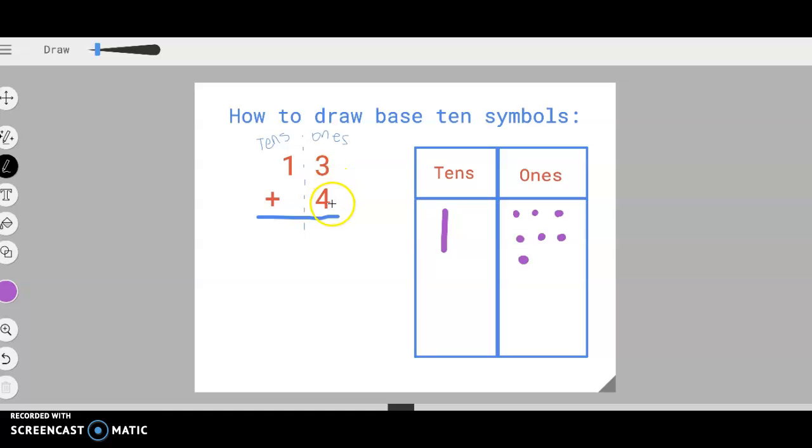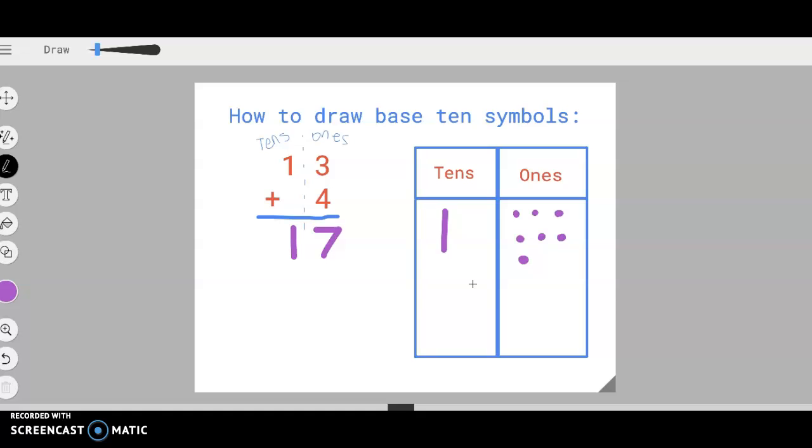So I can add 3 plus 4, and I can also do this by looking at the ones I drew. So let's count together to figure out what we got. 1, 2, 3, 4, 5, 6, 7. So 3 plus 4 equals 7. All right, now I'm going to add my tens place. I have 1 plus, oh, there's nothing there. So what's 1 plus nothing or 0? That equals 1. So this tells me that 13 plus 4 equals 17. And I used a visual like my base 10 symbols to help me solve it.